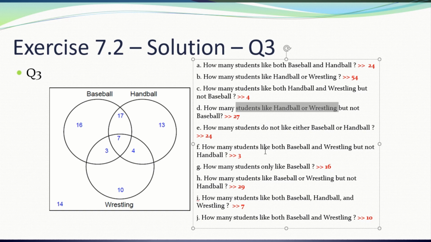How many students like both baseball and wrestling? So baseball and wrestling, but not handball. That's only 3. If they never put the but not, then it's the whole thing. But they put but not, so you only want this part.